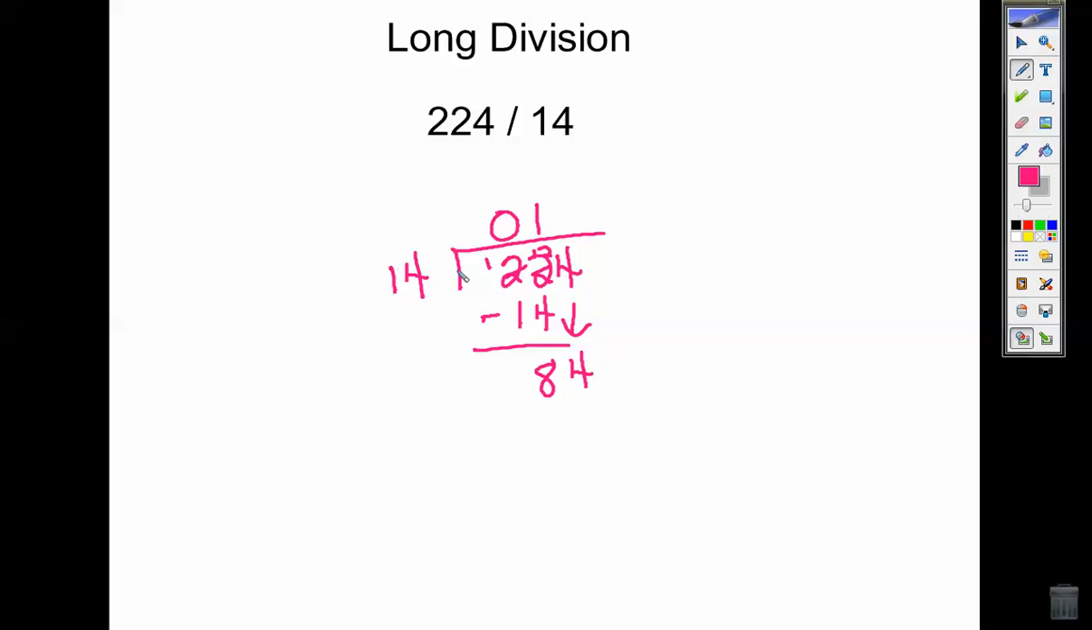So 14 is kind of halfway between 10 and 20. And so if, for example, this was 20, 20 would go into 80 4 times. So I think that this is going to go in more than 4 times. Let's try 5. So if I try 5 times 4 is 20, carry the 2. 5 times 1 is 5 plus 2 is 7.